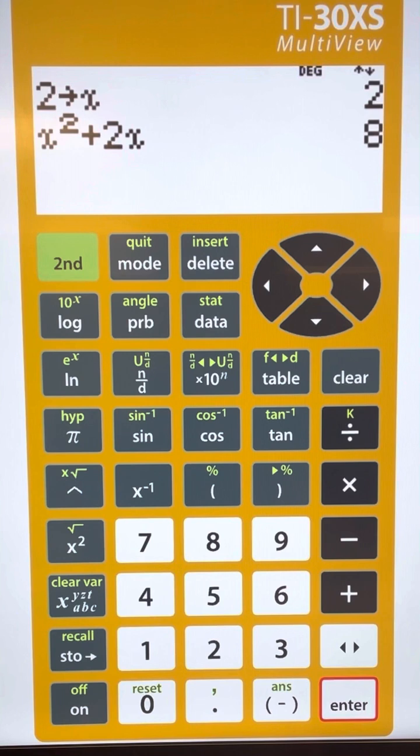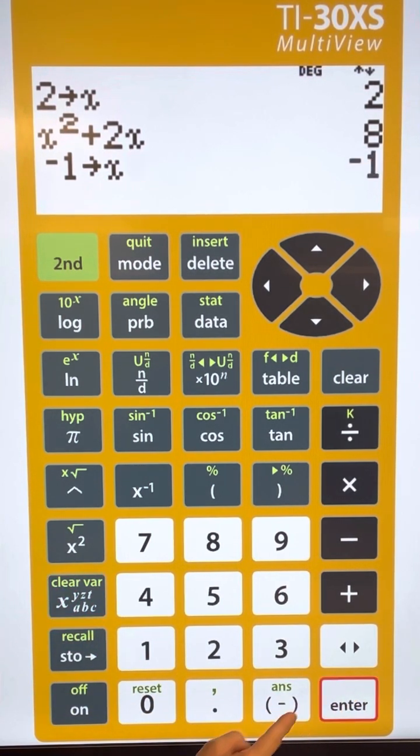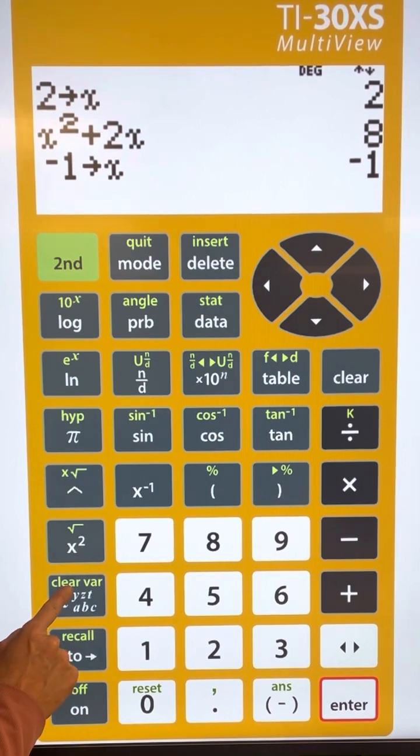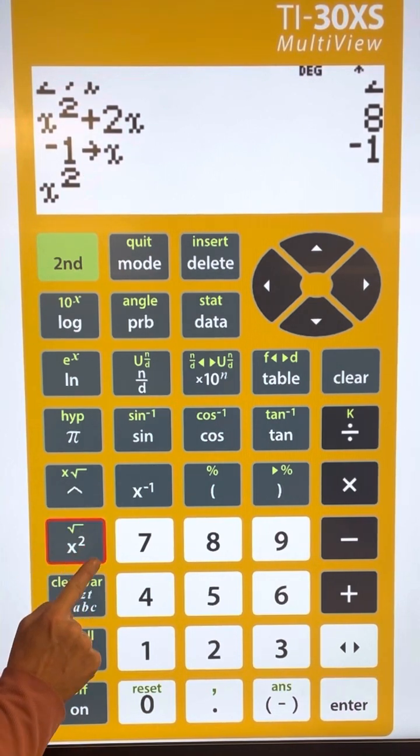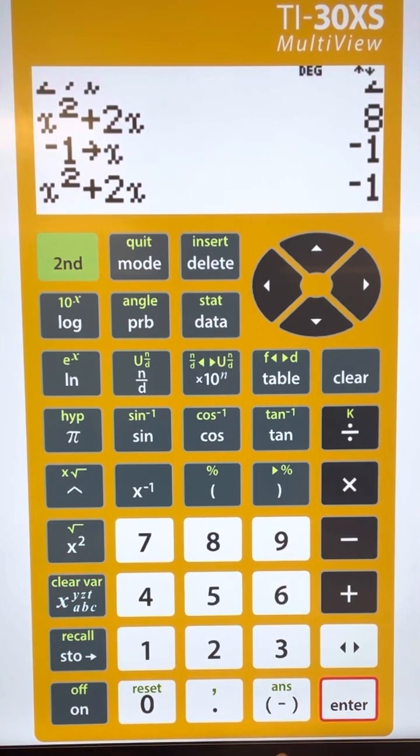So now we're going to try the -1 for the value of X. At this point, we're going to go -1 store X and enter, and then still only write in the equation that's in the denominator position of this problem. We're going to type X squared plus 2X again and press enter. And we got -1 as the answer. So we know that's not the answer.